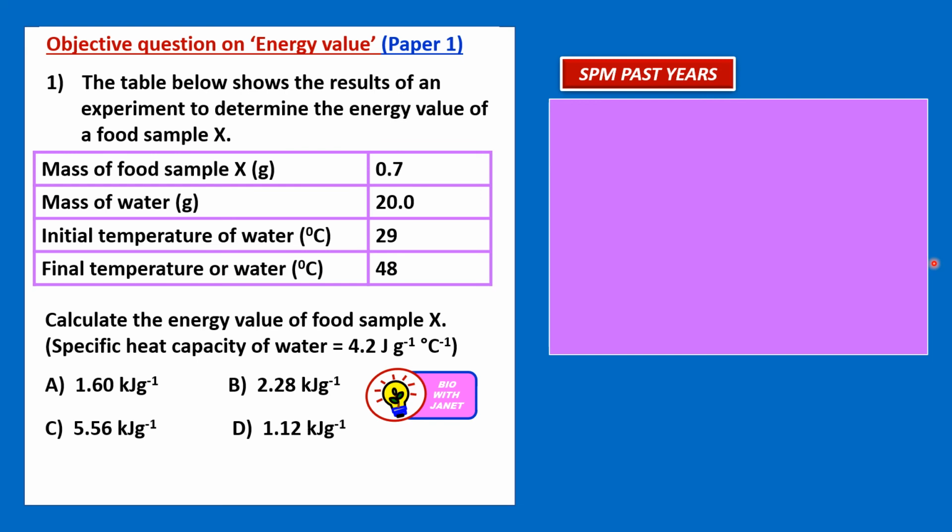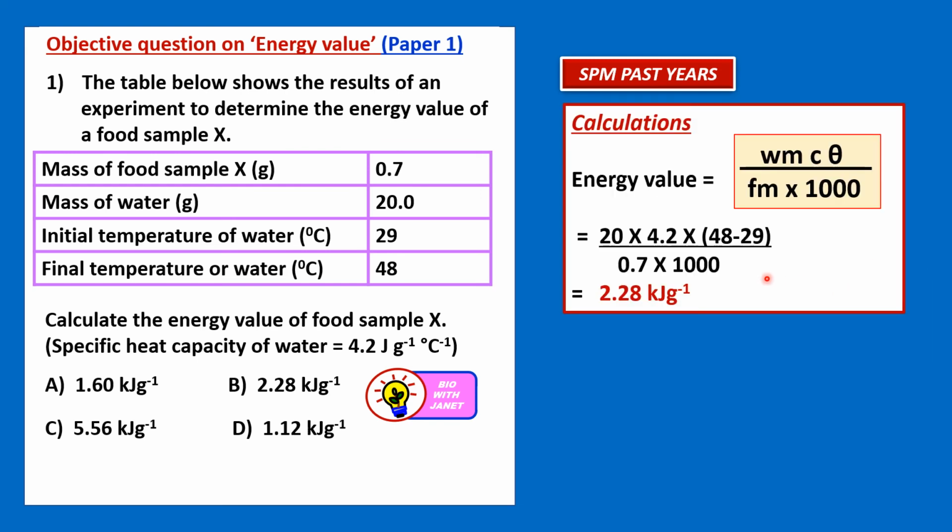So you can pause the video for a moment and try to calculate the energy value. Right, now let's look at the answer. So we use the formula given for energy value, which is Wmcθ over Fm times 1000, or Wmcθ divided by Fm and also divided by 1000. So our Wm stands for mass of water, which is 20 grams as stated here.